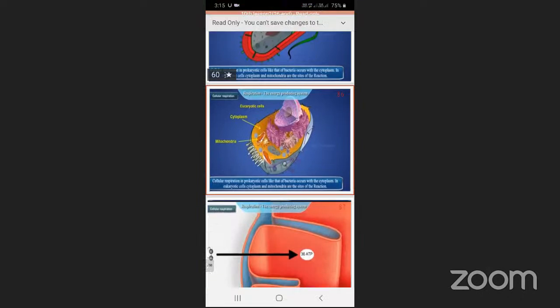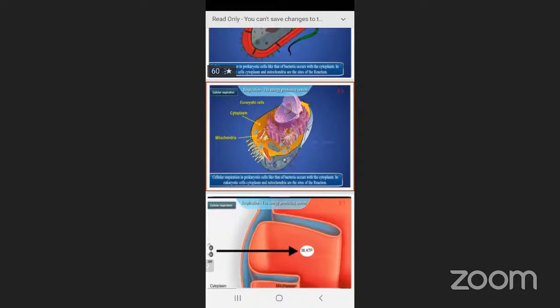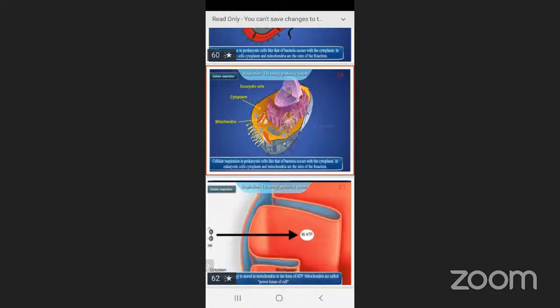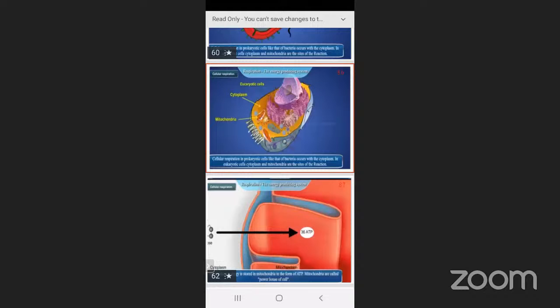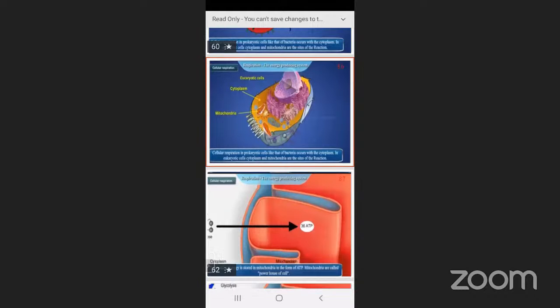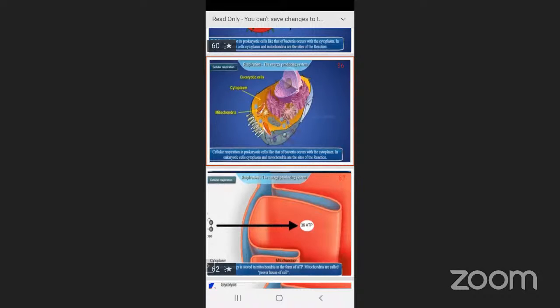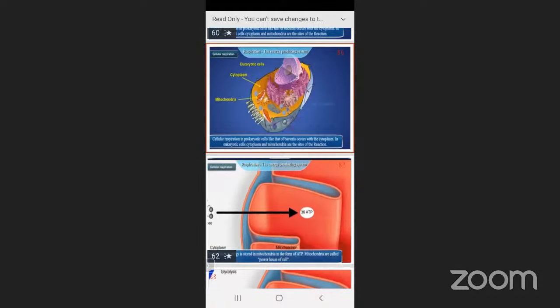Once again, cellular respiration in prokaryotic cells, like that of bacteria, occurs within the cytoplasm. In eukaryotic cells, cytoplasm and mitochondria are the sites of the reaction. In prokaryotic cells, only the cytoplasm, but in eukaryotic cells, cytoplasm and mitochondria are the sites of the reaction.